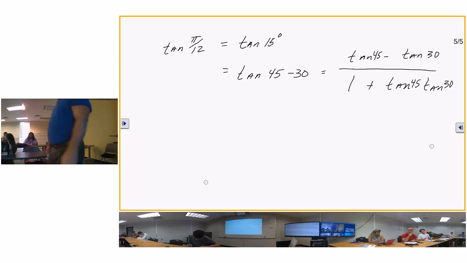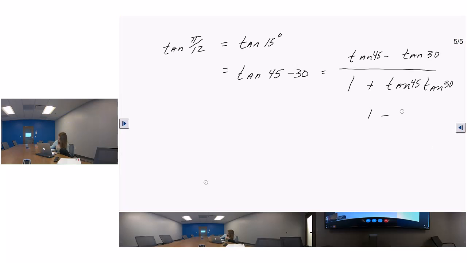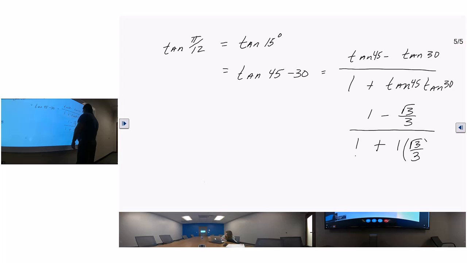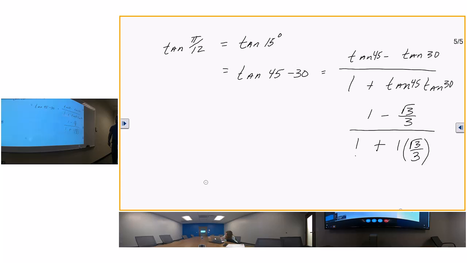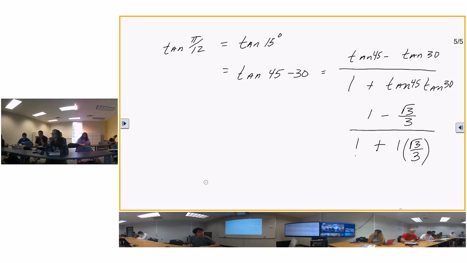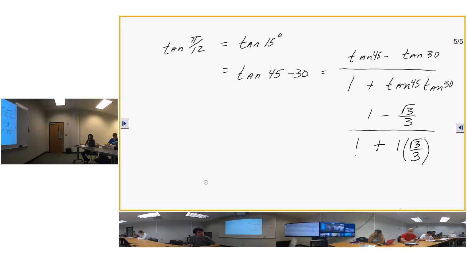That's 1 minus the square root of 3 over 3, over 1 plus the square root of 3 over 3. Y'all check me. Where did you get 3 root over 3? I think it's root 3. Oh, wait. What did I just say? Tangent of 30 is square root of 3 over 3, is it not? Oh, yeah, it is.